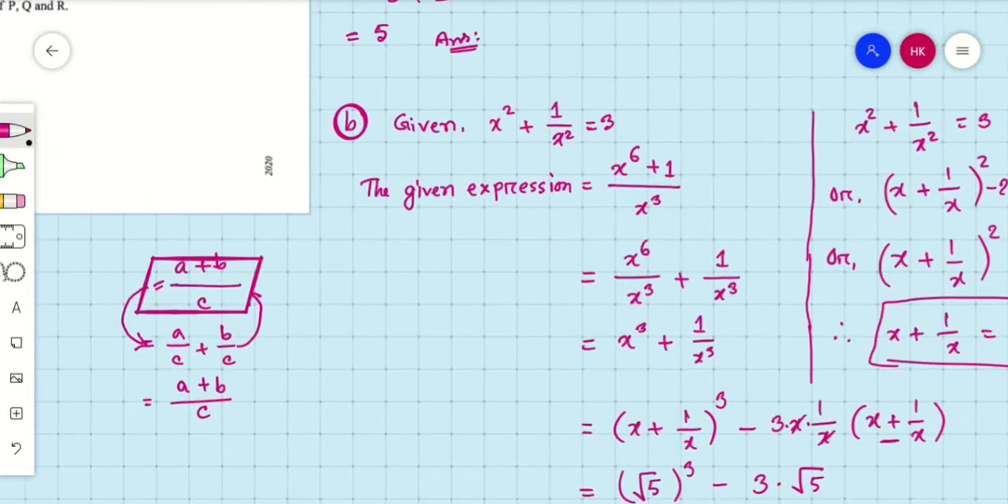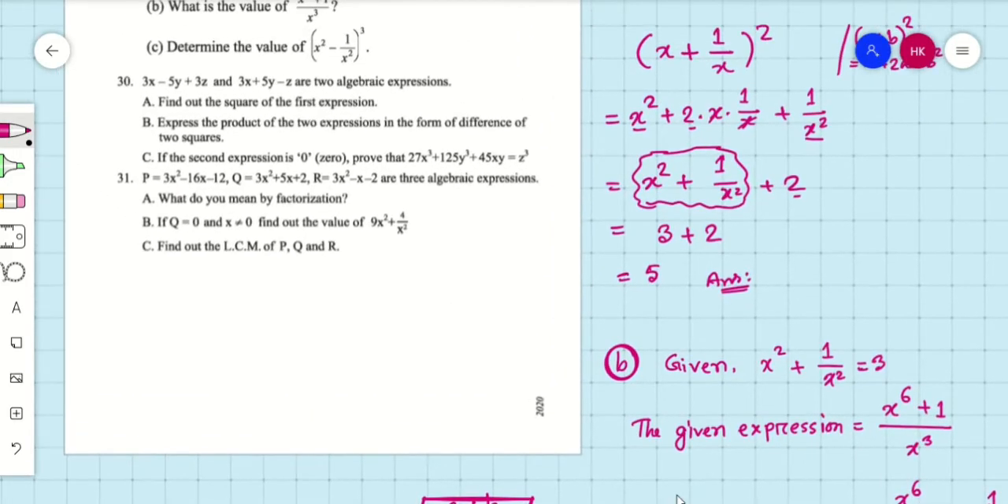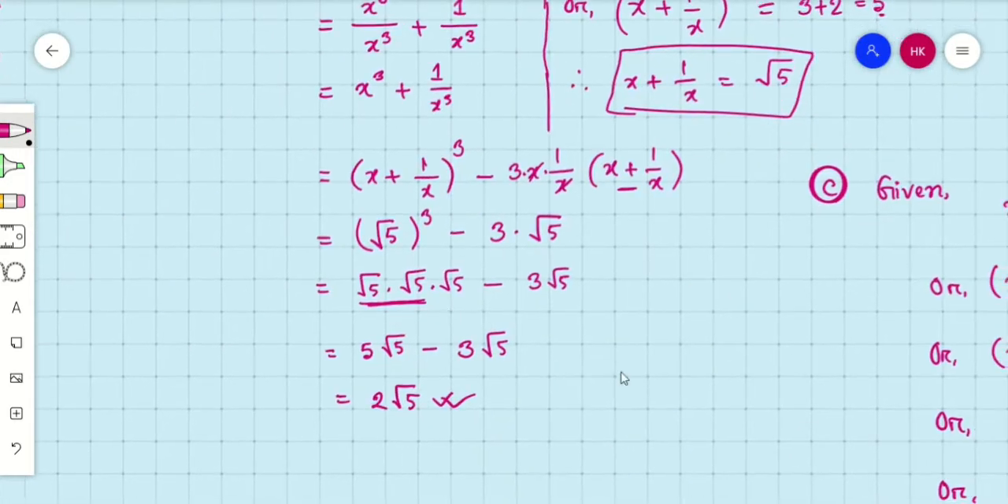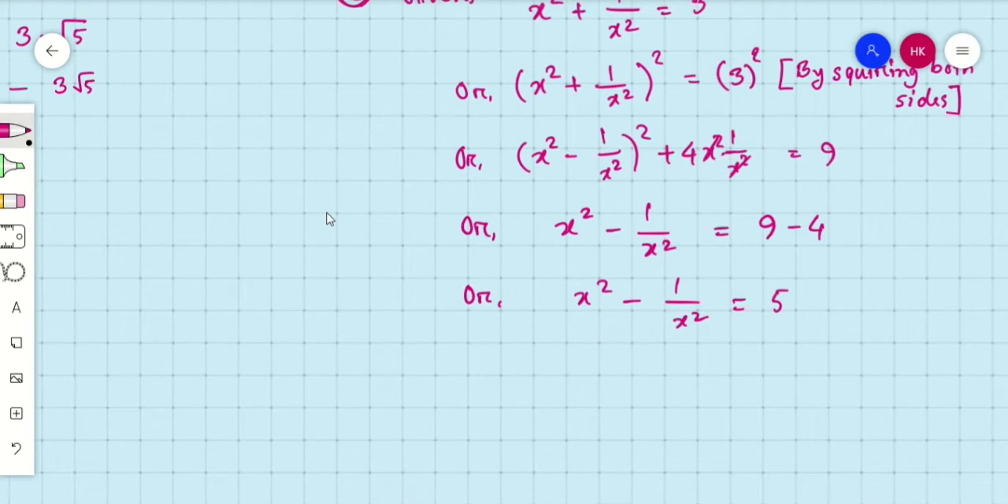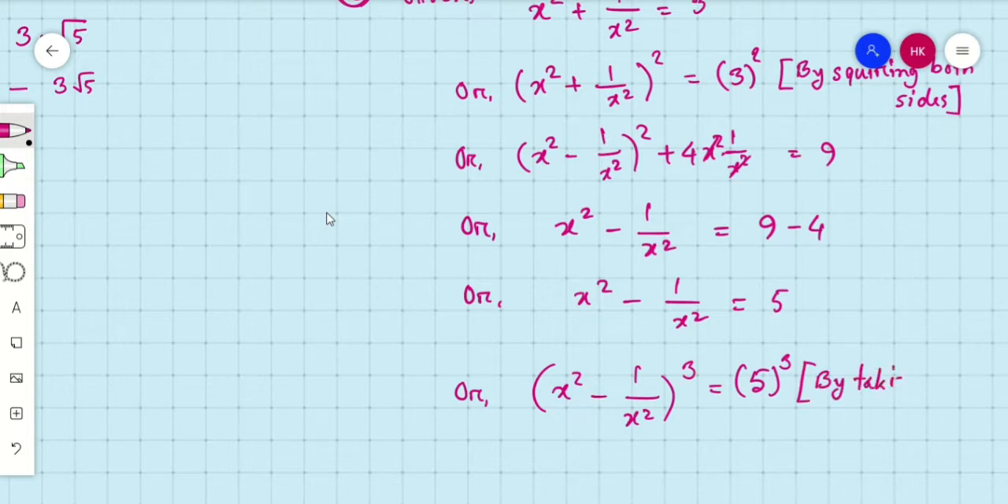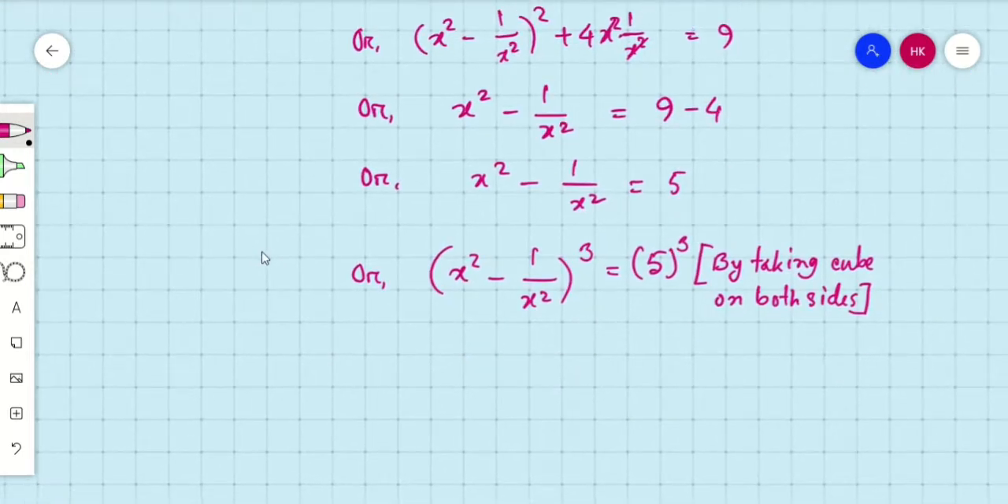But we need to find the value of (x square minus 1 by x square) to the power cube. So we can take the cube on both sides, 5 cube, and we can give the side note by taking cube on both sides. You have to give the side note, you must give the side note.